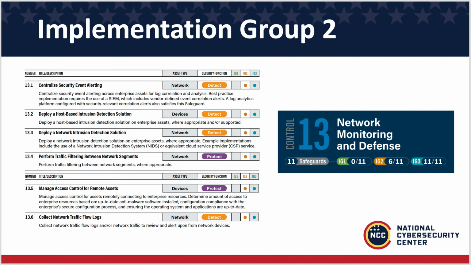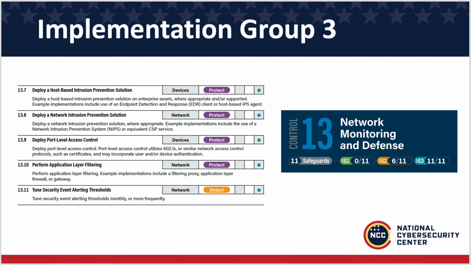Looking at the implementation groups, so no IG1 here. These are all IG2 groups. Security event alerting, IDS, host-based IDS, network-based IDS, things that detect what's going on your network or on your host. Traffic filtering, these are all things that can be done with open source tools and paid tools as well. Managing access control for remote assets, and looking at traffic flow on your network.